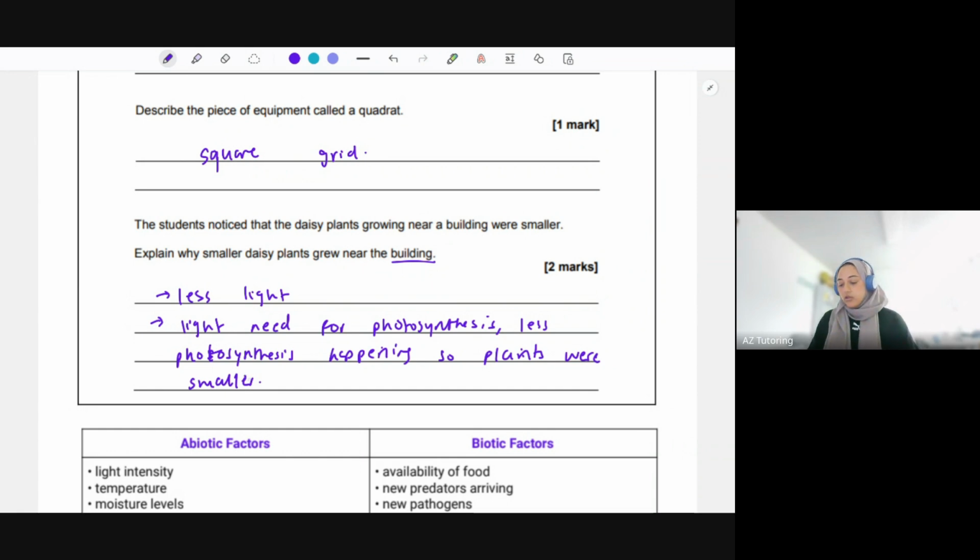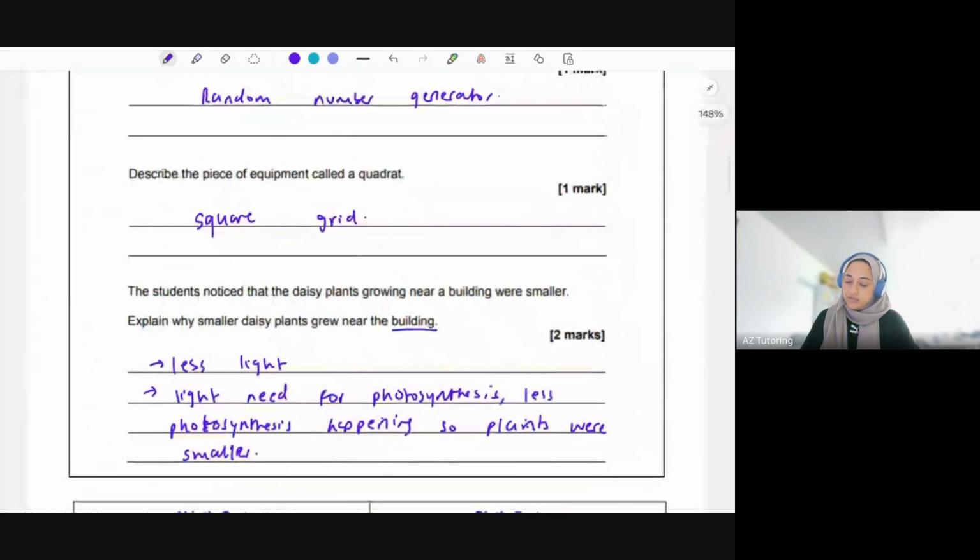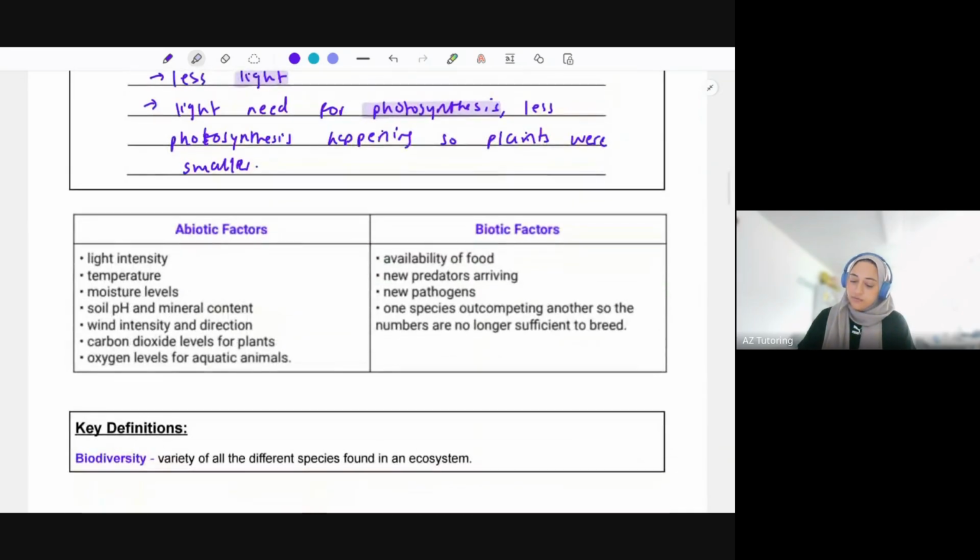So you will get a lot of questions like this where they want you to figure out what's actually happening. So the fact that they're near a building, what's lacking near a building? It's light, and what's light needed for? Photosynthesis. So they're your two main marks, where they come from.